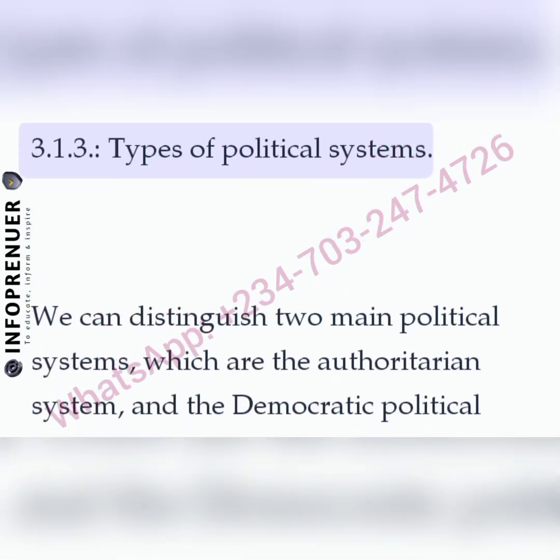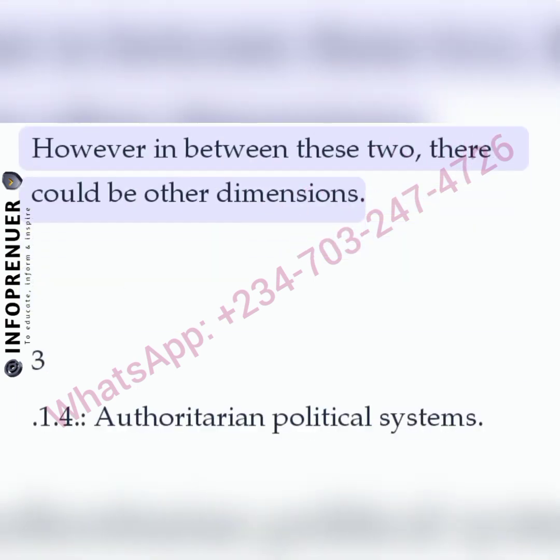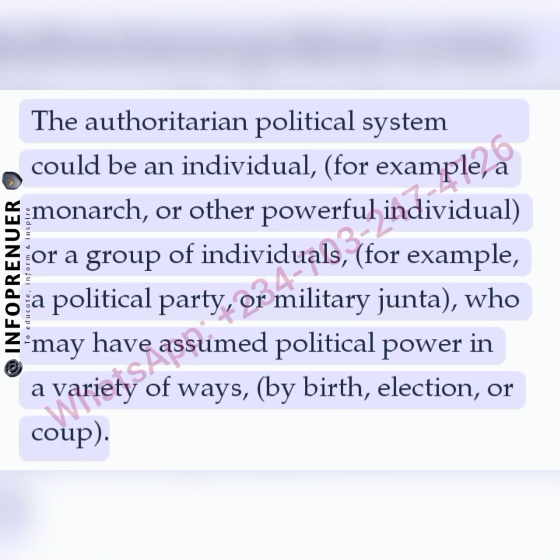3.1.3, Types of Political Systems. We can distinguish two main political systems, which are the authoritarian system and the democratic political system. However, in between these two, there could be other dimensions. 3.1.4, Authoritarian Political Systems. The authoritarian political system could be an individual, for example, a monarch or other powerful individual, or a group of individuals, for example, a political party or military junta, who may have assumed political power in a variety of ways: by birth, election, or coup.